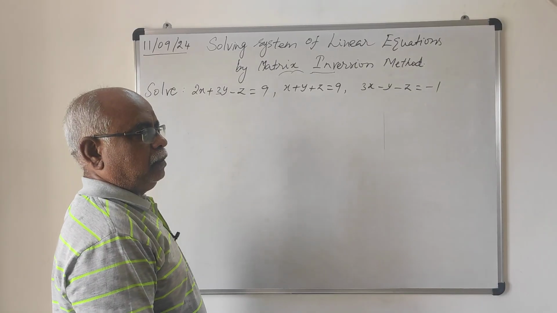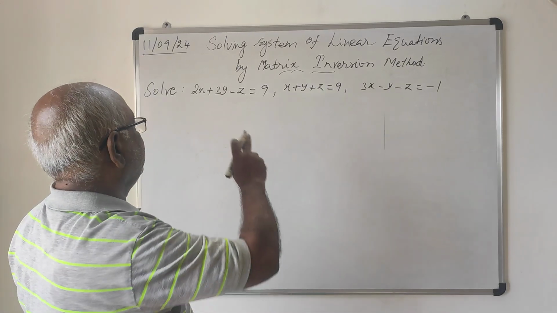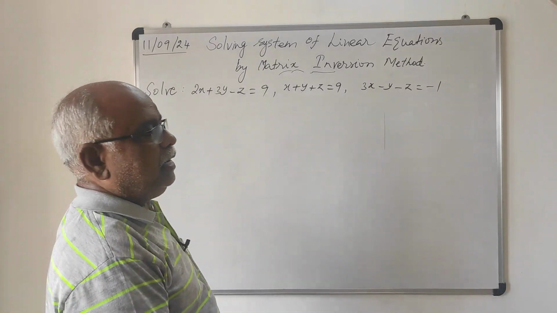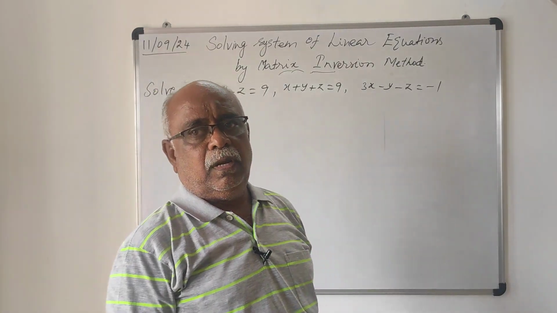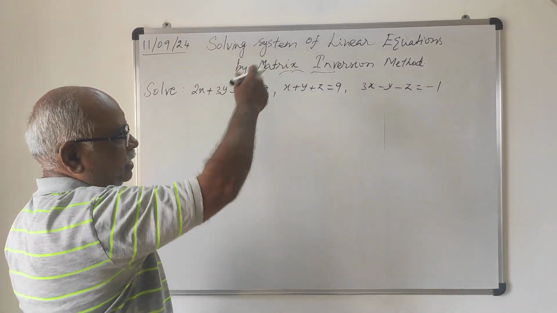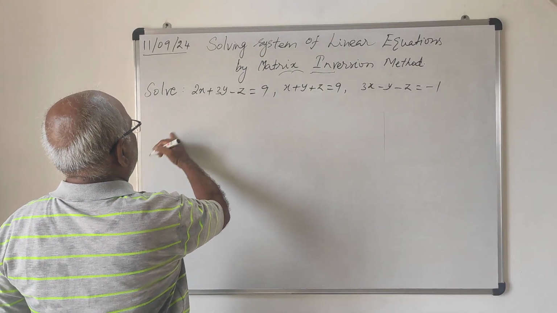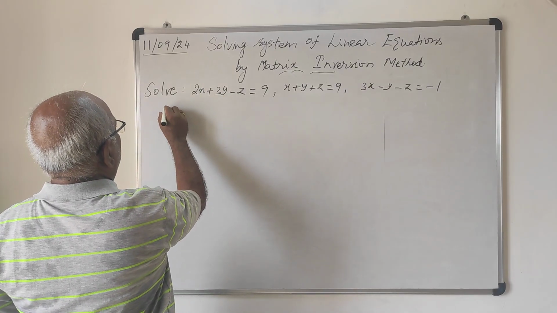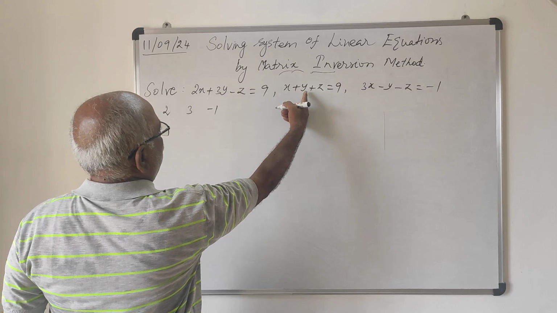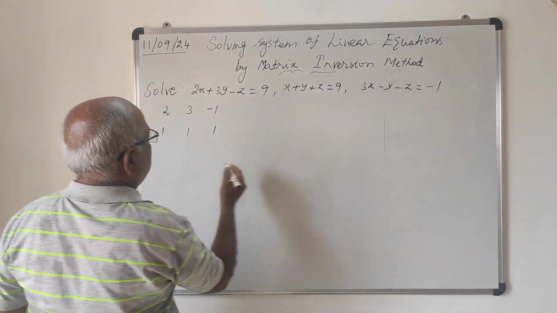Now I am going to solve the next sum consisting of 3 variables, x, y and z, that is, 3 equations in 3 unknowns. We are going to solve these using the matrix inversion method. For that, I am writing the coefficient matrix as 2, 3, minus 1, 1, 1, 1, 3, minus 1, minus 1.